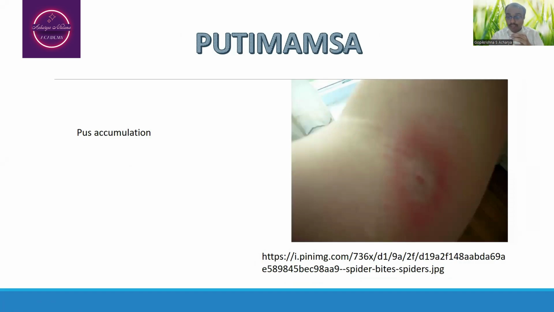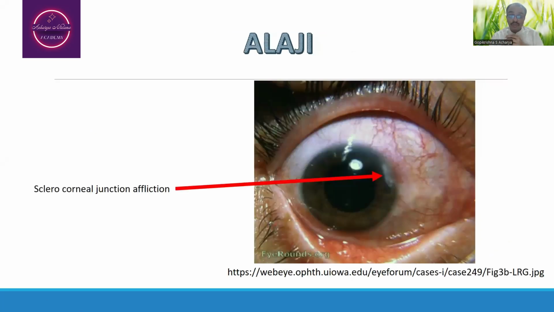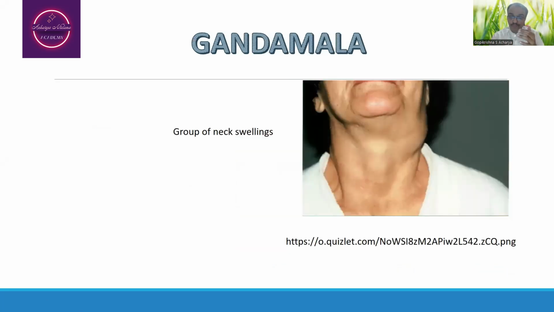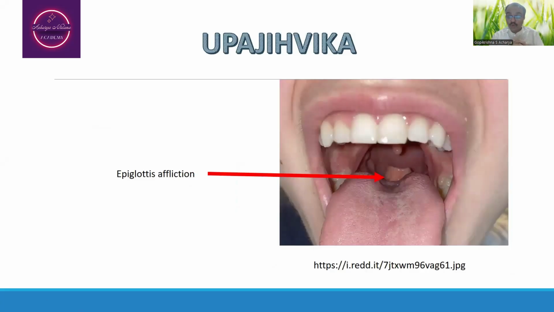Putimamsa. Here we can see pus accumulation in this particular example. That is the Putimamsa. Alaji, the affliction of the sclerocorneal junction. Galaganda, neck swelling, specifically observed on the anterior side. That is the thyroid gland swelling. Gandamala, it is a group of neck swellings, specifically the lymph node swellings. Upajihvika, that is affliction of either the uvula or the epiglottis, categorized under Upajihvika.